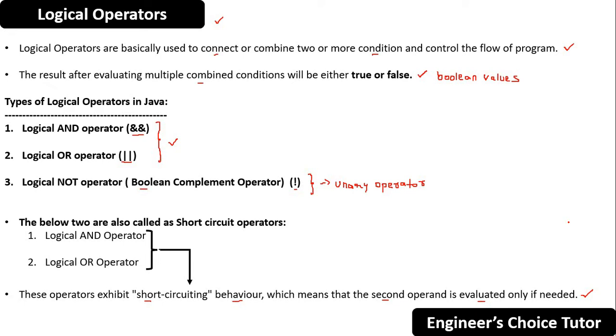Fine. So let's move to the next slide and understand the logical AND operator. Two ampersand signs, right? This is the symbol of the logical AND operator. Remember this. So what is the syntax? The syntax is: you write condition 1, then the logical AND operator symbol, then condition 2. Fine.